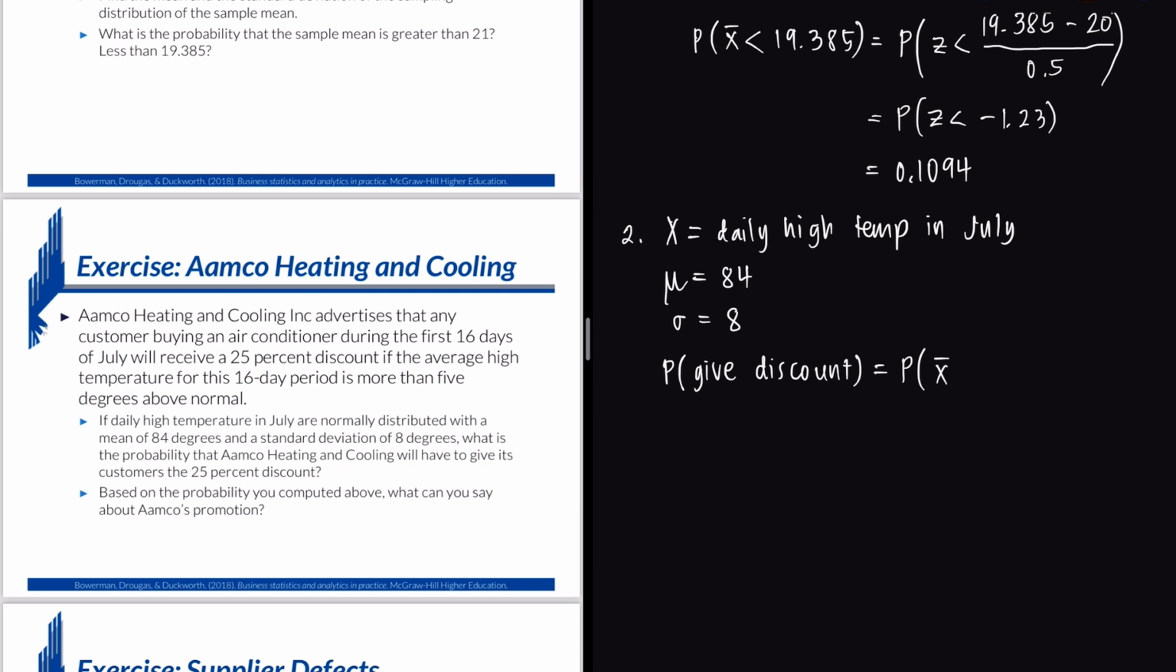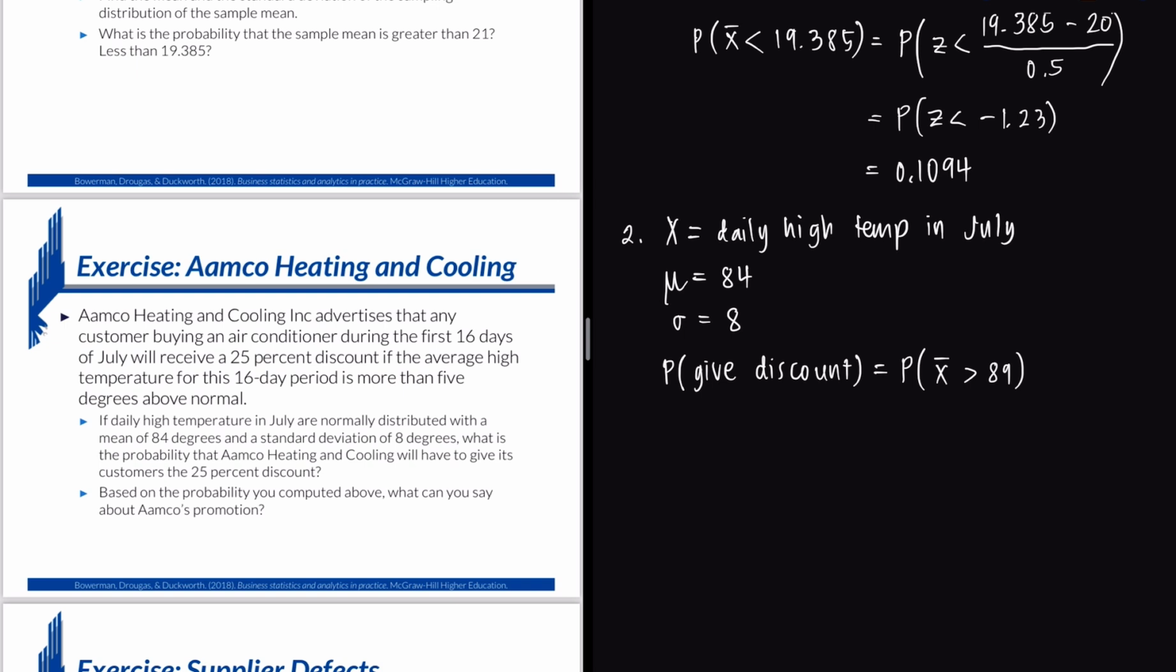Specifically, we want to know if the sample mean is more than 5 degrees above the normal. And according to the problem, the average is 84. So 5 degrees above this average is 89. So in other words, this probability pertains to the probability of getting a sample mean which is greater than 89 degrees. So this is the probability that we need to solve for.